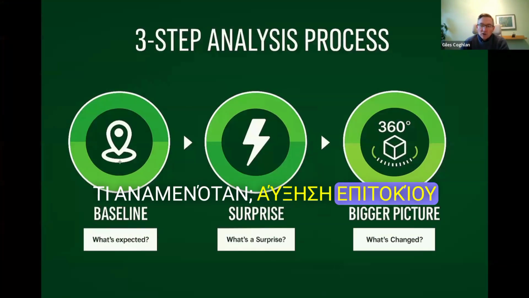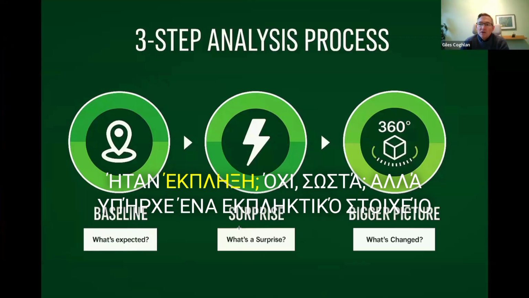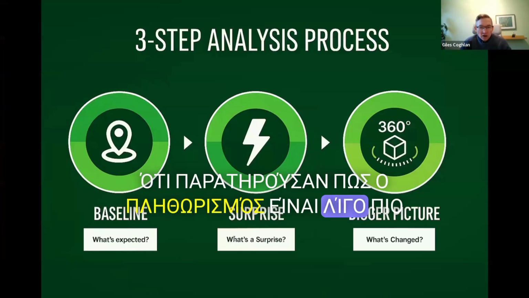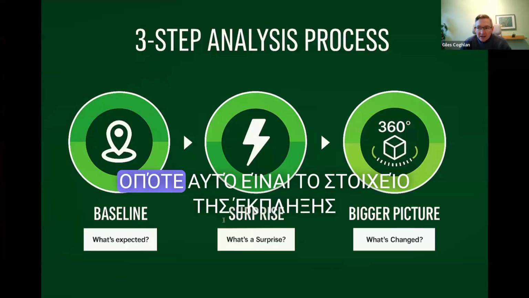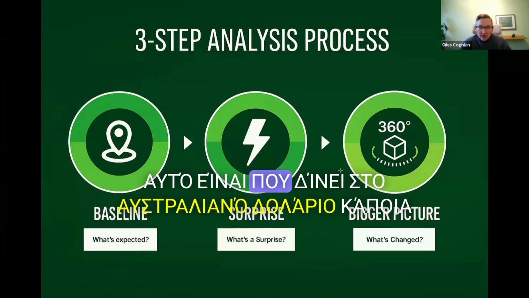What was expected? A hike. What did we get? A hike. Was it a surprise? No, right? But there was a surprising element: they were noticing inflation is a bit hotter and GDP is a bit higher. So that's the element of surprise. That's what's given the Aussie dollar some upside.